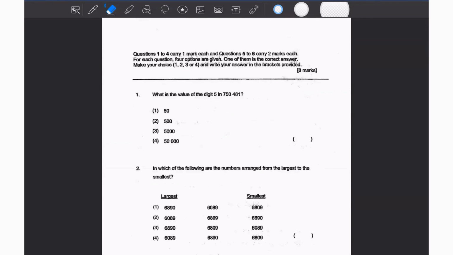Okay, for question 1, what is the value of the digit 5 in 750,481? You look at the digit 5 here, and you realize that it's in the ten thousands place. So our answer will be 50,000. The value of the digit 5 is 50,000. So the answer is 4.